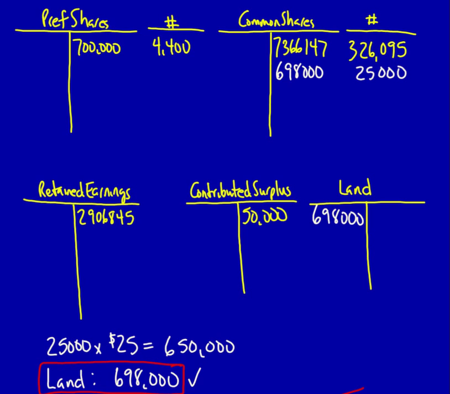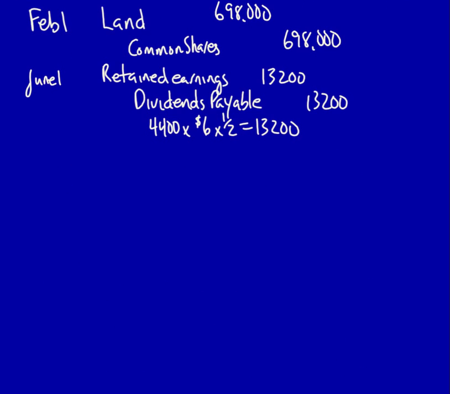In addition, the dividend is going to reduce retained earnings and dividends payable, which I'm not tracking. Let's pop back down to our entries. On June 18th is the date of record.